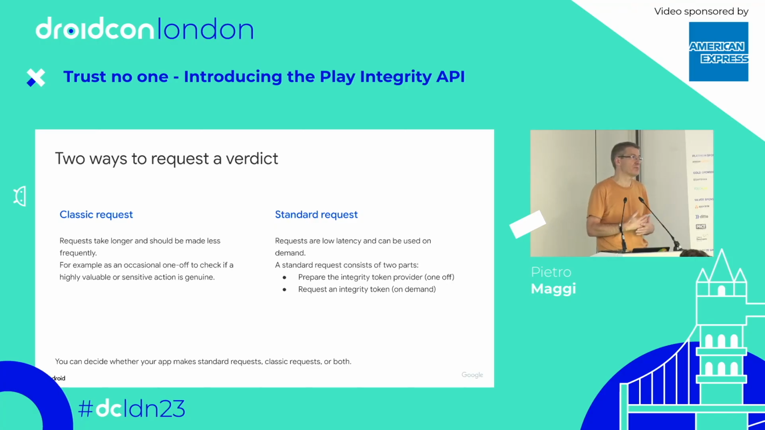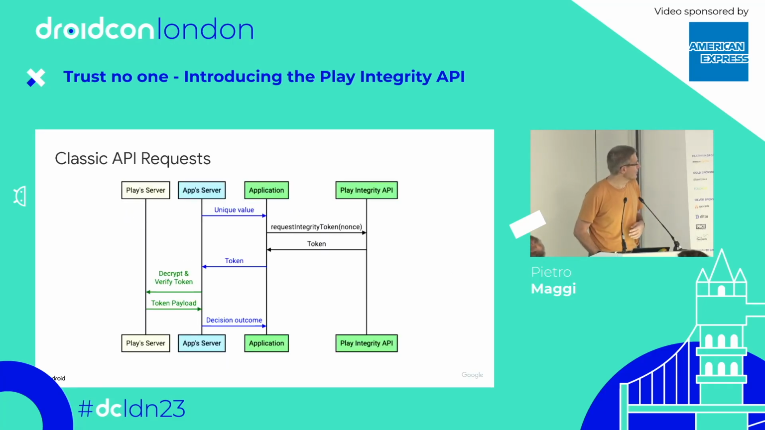We solve this problem by splitting the request in 2 phases. You have a setup phase where you warm up the API. If you want, you are going to build an object that you are then going to use on the critical path when you want to get an attestation, when you want to have the verdict on device, account, and application. At that point, you can call the object that you created in the initial part.